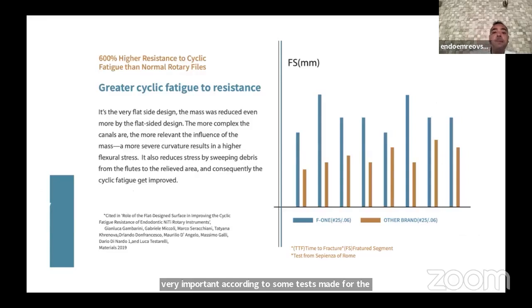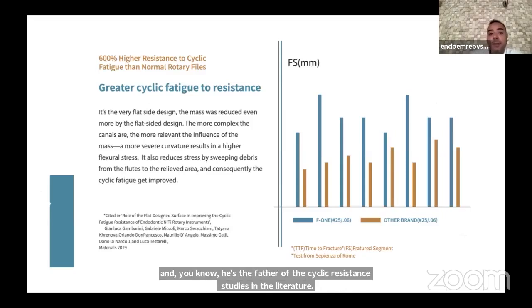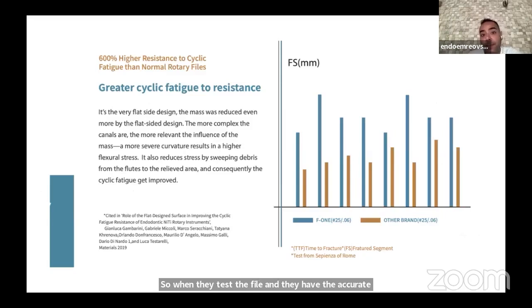The University of Sapienza in Rome is very popular, and they are very efficient on cyclic fatigue tests, because Professor Gambarini is here, and he's the father of cyclic fatigue resistance studies in the literature. So when they test the file and have accurate results, it's very important for the R&D department and for us to scrutinize all the levels of the accuracy of the file. So it has very high resistance to fracture compared to normal rotary files.